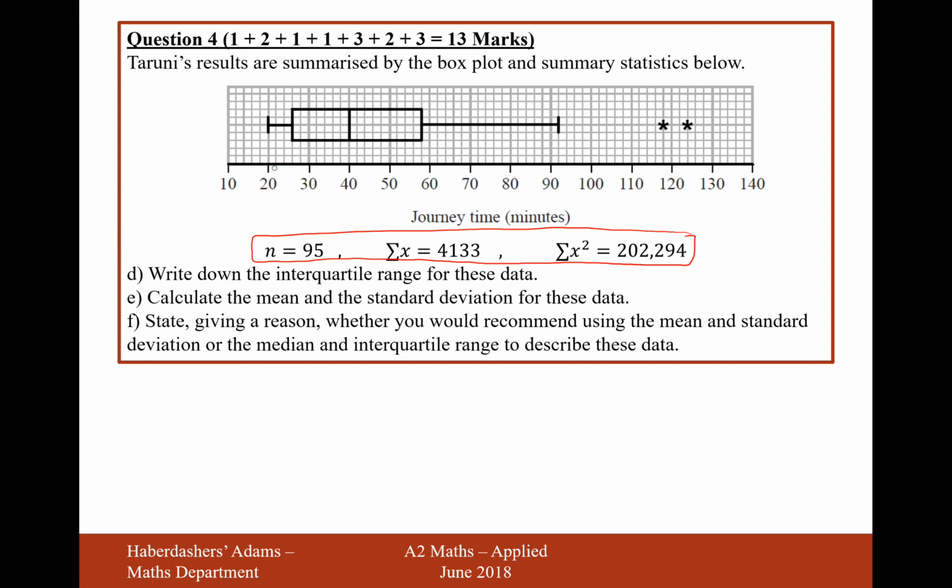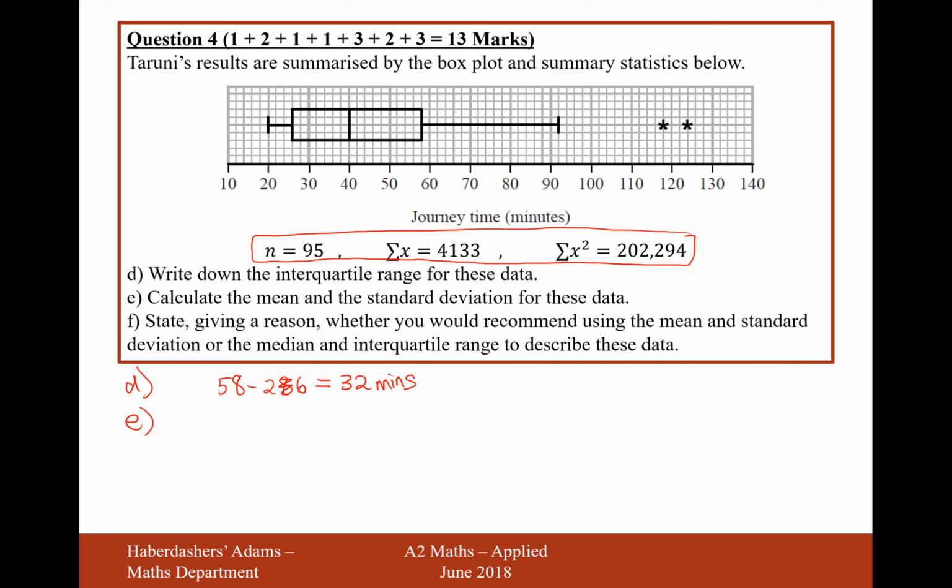It looks like the boxes are going up in 2s here, so that's going from 28, so it's going to be 28 and then up to 50. So no, not 28, 26 up to 58. So the interquartile range here is going to be 32 minutes.